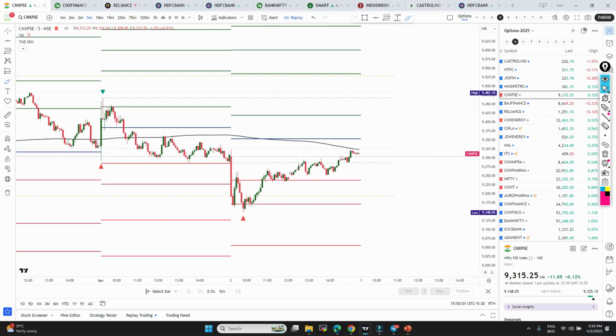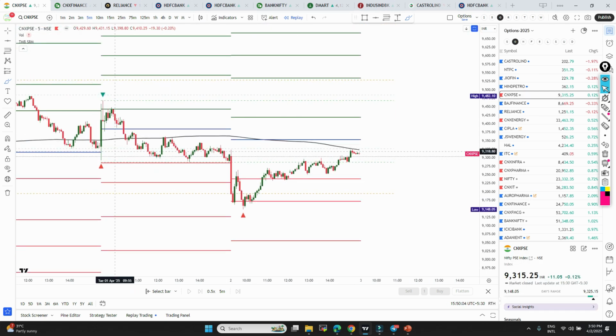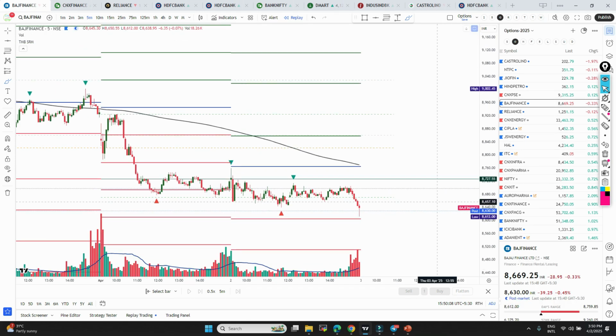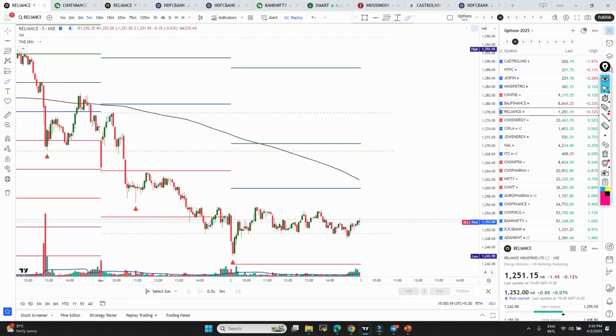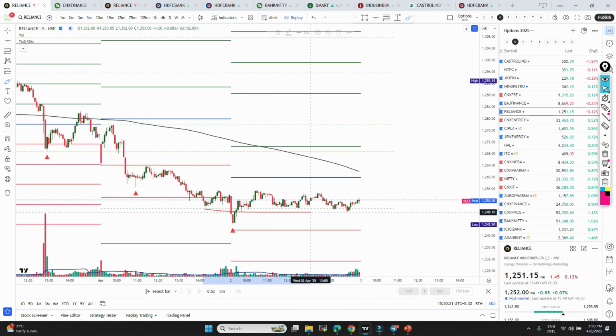This is also, if we see, Bajaj Finance. In Bajaj Finance, this is a sideways market. It gives support, resistance and support. It is in the sideways. And Reliance is also in the sideways.